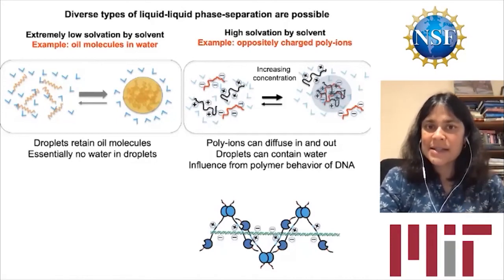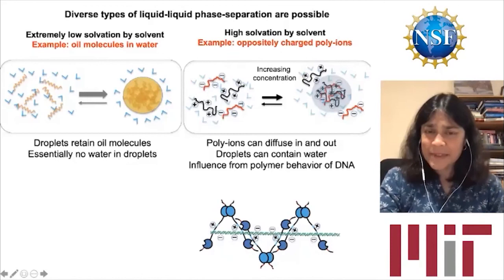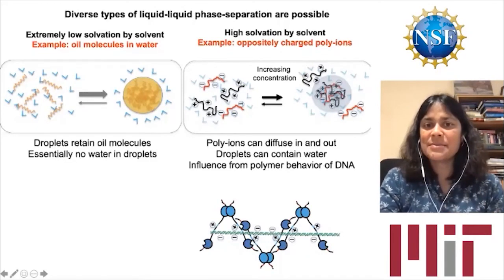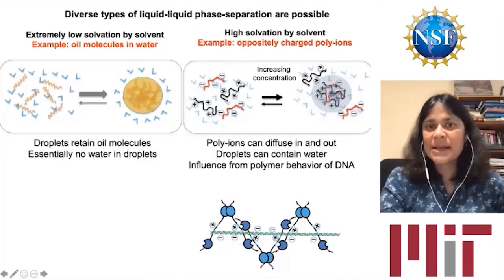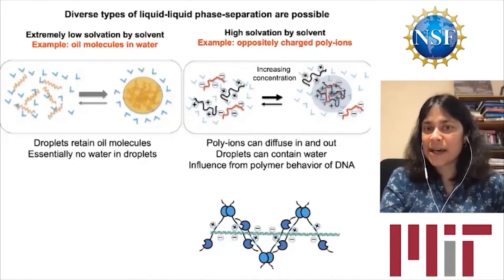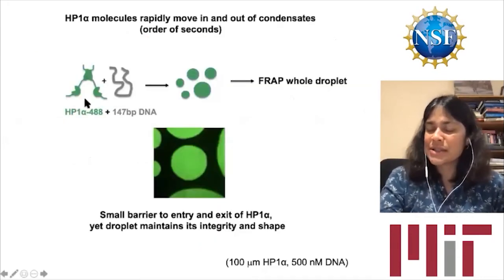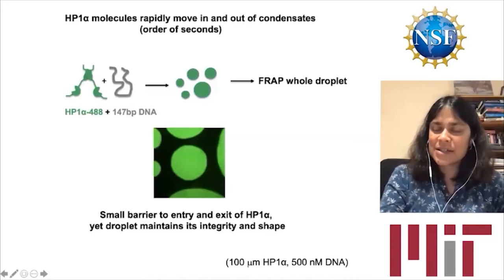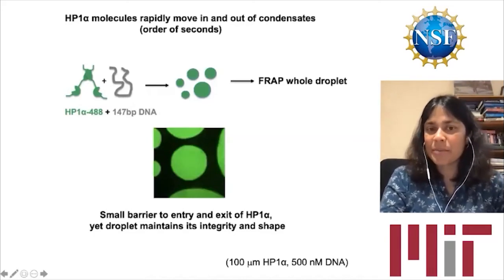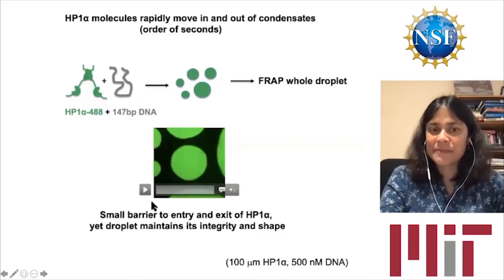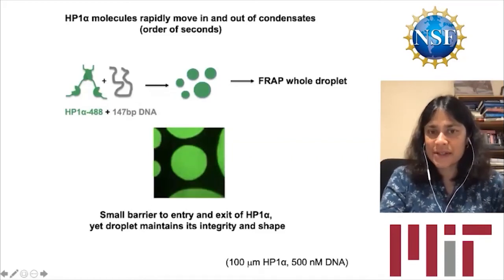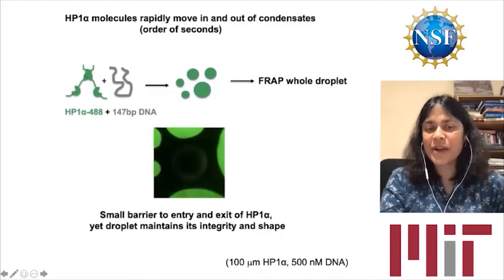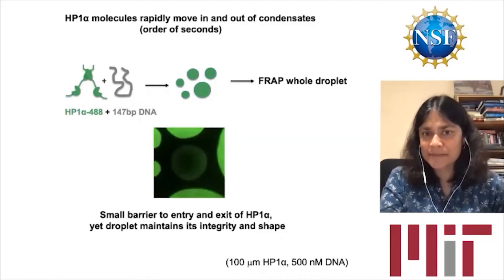So Madeline set out to ask, does the HP1 DNA phase separation system resemble this kind of electrostatically driven phase-separated system? And do the HP1 molecules diffuse readily in and out of these phases? And to do that, she made phase-separated droplets using fluorescently labeled HP1 molecules, so green HP1 molecules, and unlabeled DNA. She formed green droplets, and then she frapped the whole droplet and asked, how readily does this recover? And what I'm showing you next is the movie of this FRAP experiment. See, the droplet is frapped, and this is real time.